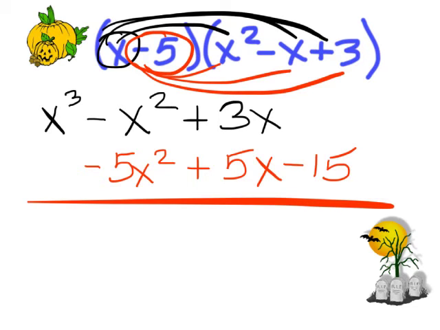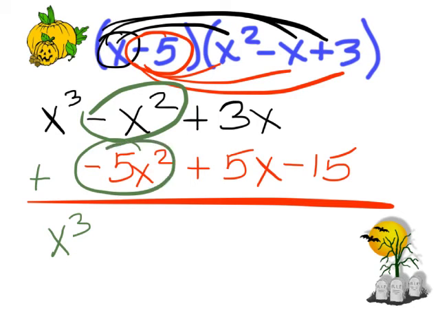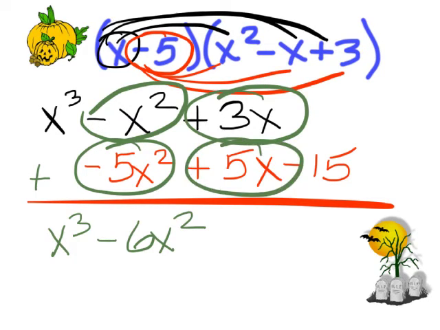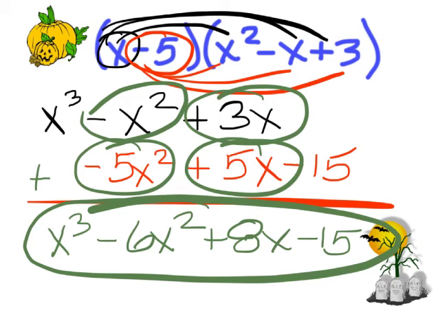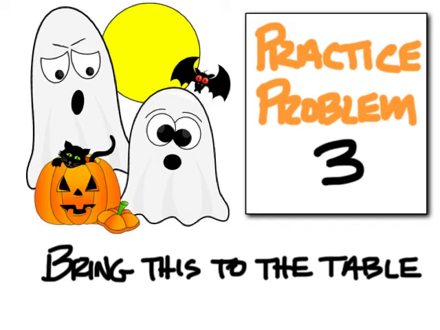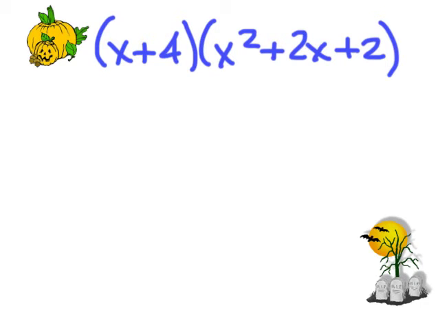From there you have to add them up. And we're going to have x to the third minus x squared plus a minus 5x squared is minus 6x squared. 3 plus 5, that's an 8x, and then minus 15. This is your final answer. Practice number 3.